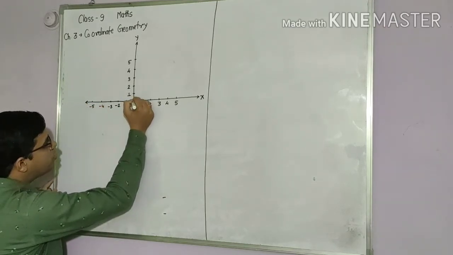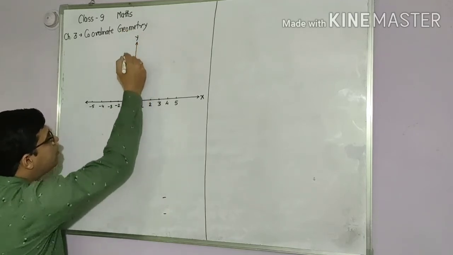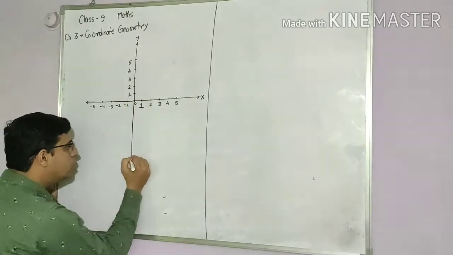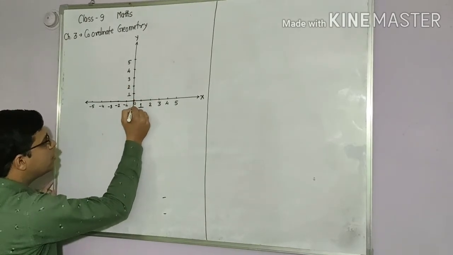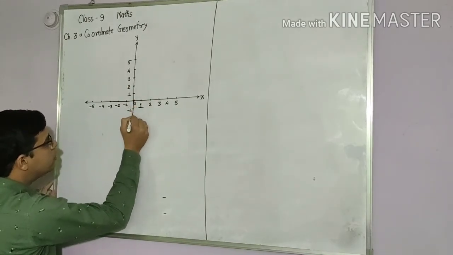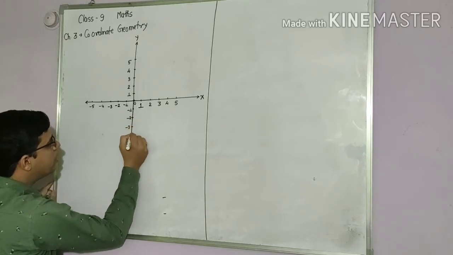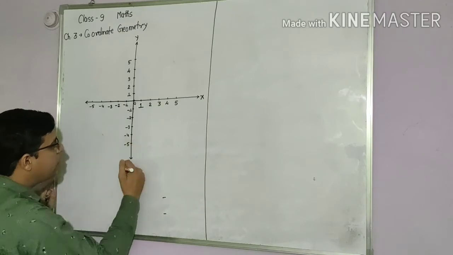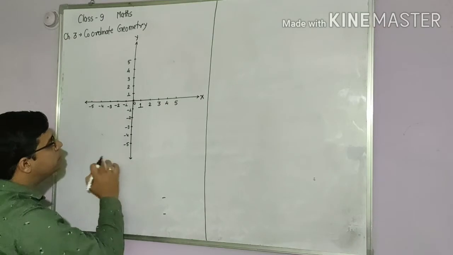Similarly, numbers above this origin are positive. If I extend this downward, then like it is 0, +1, +2, similarly it will be -1, -2, -3, -4, -5, and so on. So what we get? We get a plane.